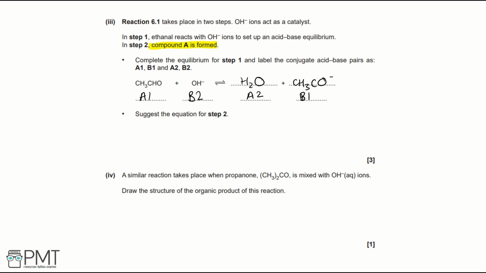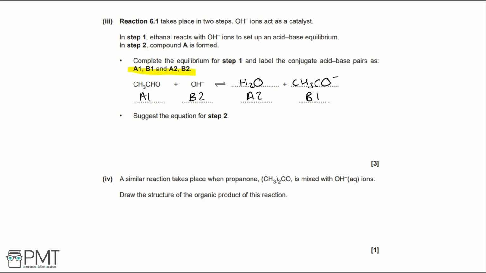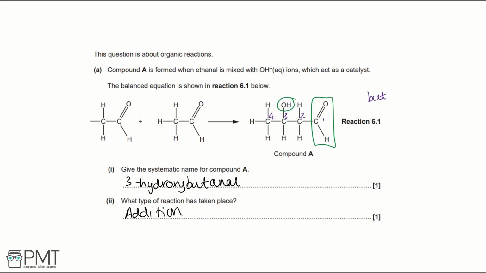Now we need to suggest an equation for step 2. So we're told that step 2 is where compound A is formed. So if we refer back to part A, we can see the balanced equation 6.1, which shows compound A being produced. If we label the reactants in this reaction, we have CH2CHO-, CH3CHO, and compound A, which would produce OH- ions as well, so we need to add H2O as one of our reactants.